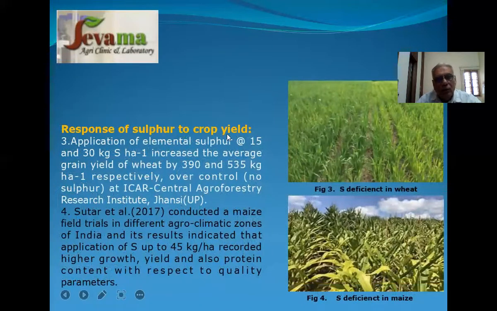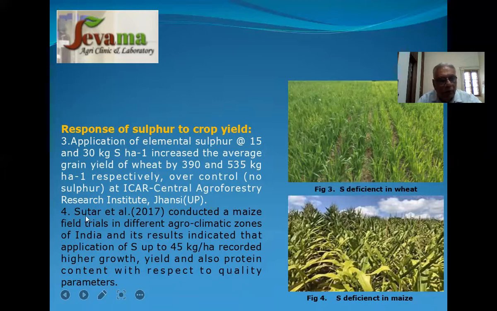Then response of sulfur to crop yield. Here you can observe the sulfur deficiency in wheat crop. Application of elemental sulfur at the rate of 15 and 30 kg per hectare increased the average grain yield of wheat by 390 and 535 kg per hectare respectively over control. In control, there was no application of sulfur. That experiment was conducted at ICAR, New Delhi, Central Agroforestry Research Institute, Jhansi, UP.